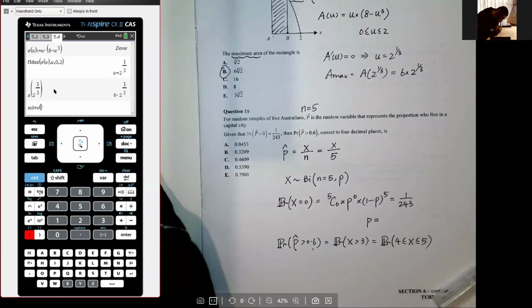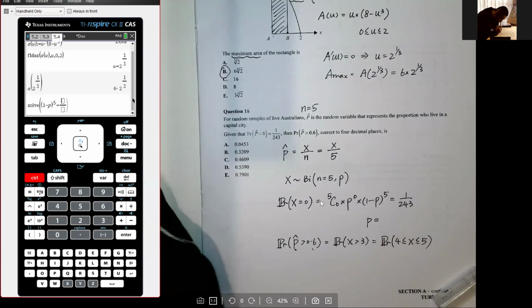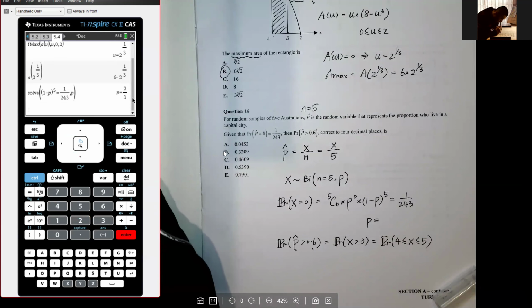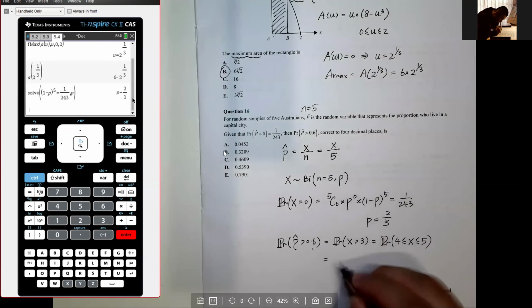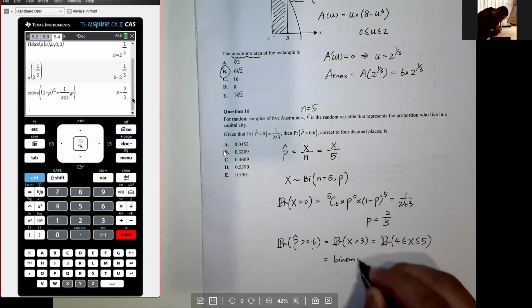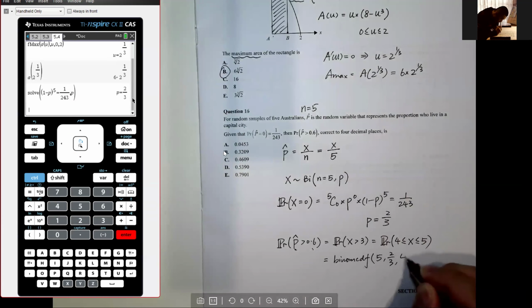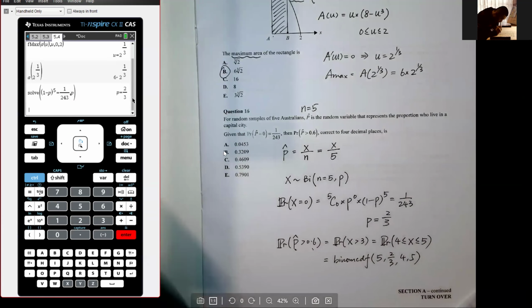So I'm going to solve an equation. This equation is (1 minus p) to the power 5 equals 1 over 243. So I'm going to solve (1 minus p) to the power 5 equals 1 over 243 for p, and p is 2/3. Therefore, I can calculate the binomial CDF with 5, 2/3, from 4 to 5.